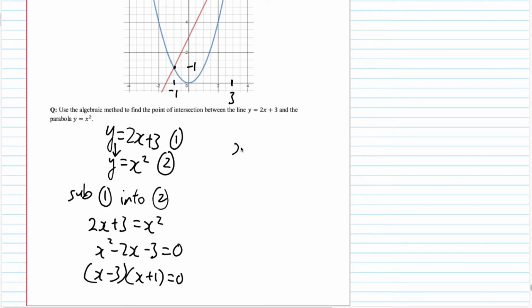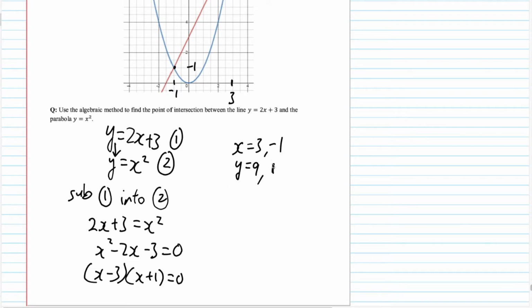So then x equals 3 and -1. And then what does y equal? When x is equal to 3, y is equal to x squared, which is 9. So I can substitute these 2 points back into equation 1 or 2. I'm going to sub it into 2 because it's easier. And what's -1 squared?